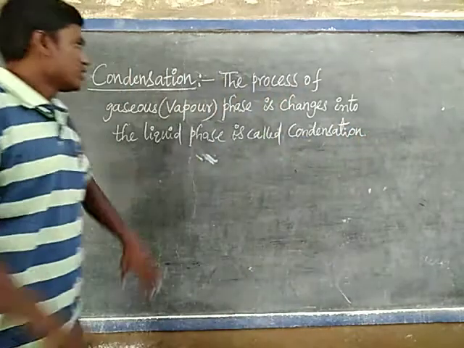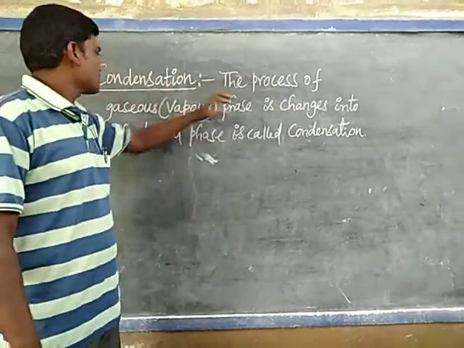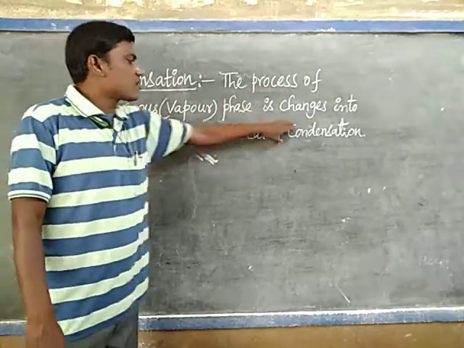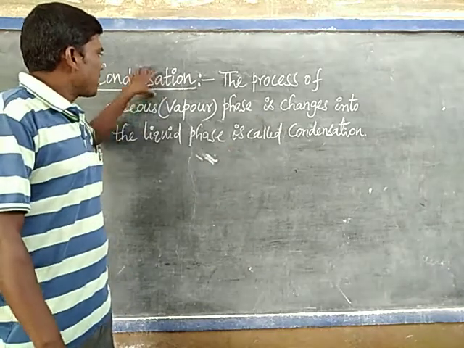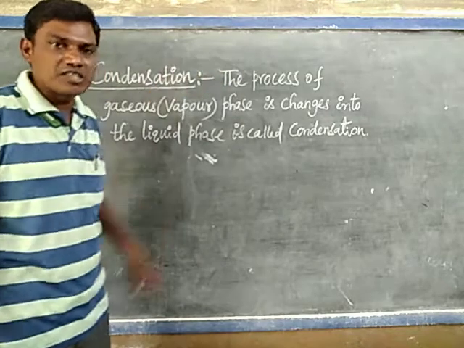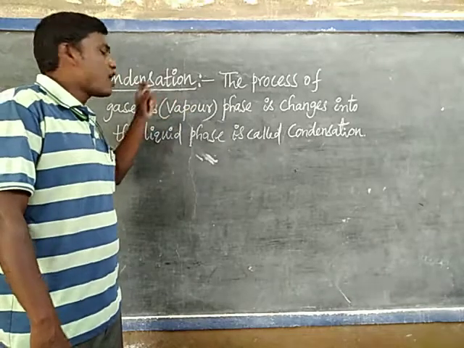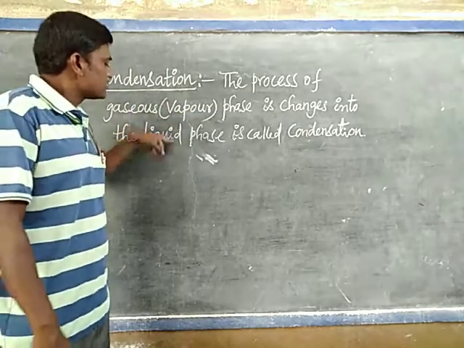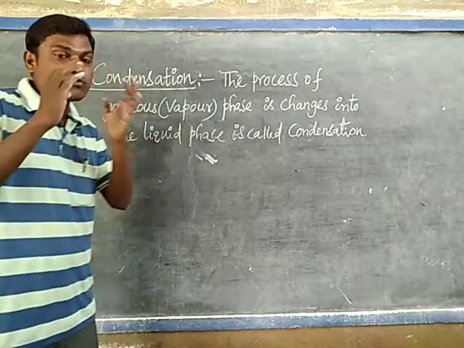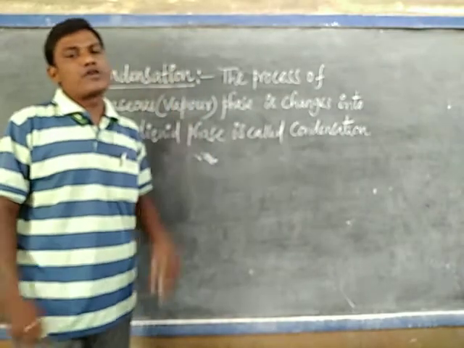So listen very carefully. Condensation is one of the processes. The process in which the gas or vapor phase changes into the liquid phase is called condensation. Simply, it is the reverse process of vaporization, that is, boiling. In boiling, the liquid phase changes into the vapor phase, but here the vapor phase changes into the liquid phase. That's why we can say very clearly that condensation is the reverse process of vaporization.